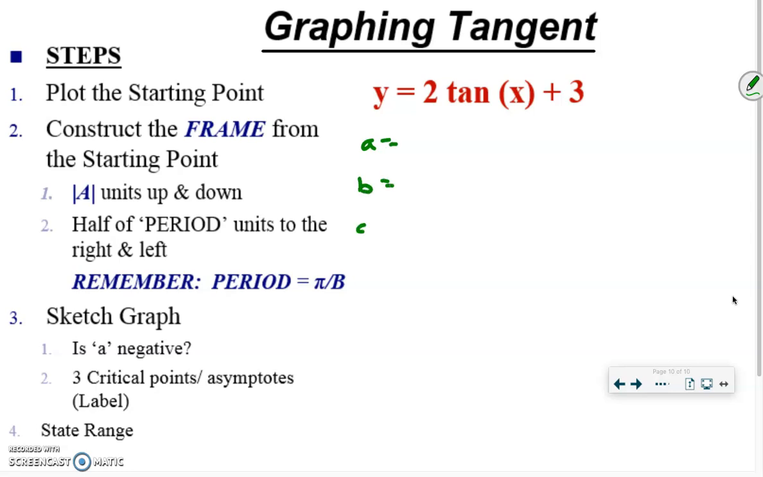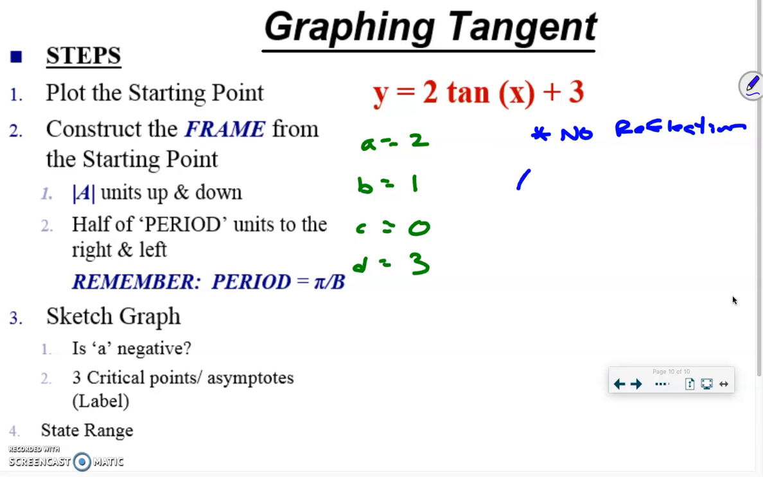And before that, we better figure out A, B, C, and D. So with your help, please, what is A? 2. What is B? 1. What is C? 0. What is D? 3. All right, good job. Now, once again, A is positive. What does that tell us about whether or not there is a reflection? No reflection. No reflection. Good.